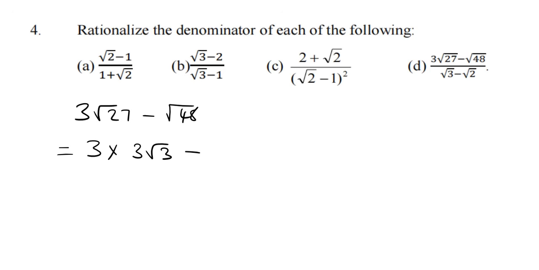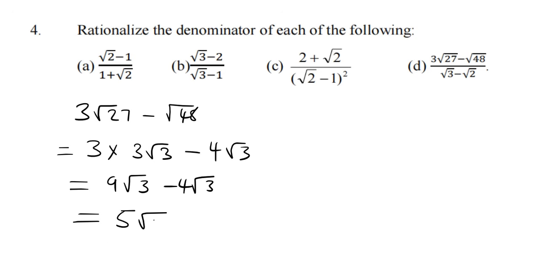Minus, for 48, two numbers that you can multiply. Okay, 16 multiplied by 3. Now that will give us the square root of 16, that is a 4. Then root 3. Then you just solve this expression. 3 multiplied by 3, that is a 9 root 3, minus 4 root 3. Now 9 root 3 minus 4 root 3 will just give us 5 square root of 3. Okay, so basically that is what we have on top.